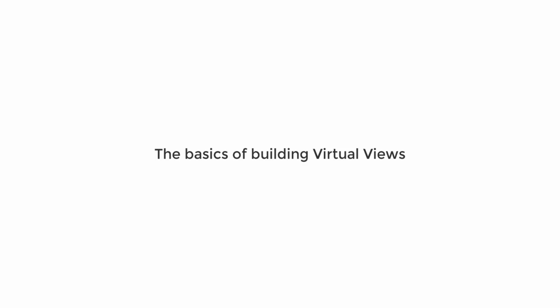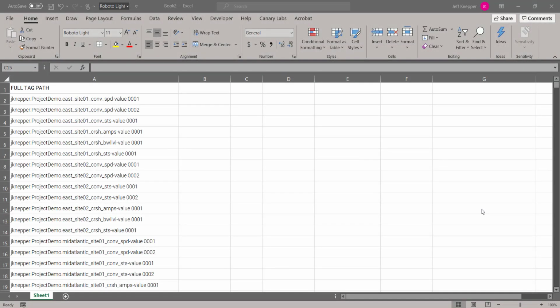When you're ready to create your virtual views, it's helpful to first think about the way that you've named your tags and how you want to group those tags potentially into assets. So to help us work through this project, I've created a list of tag names. My historian name is Jay Nepper. I'm logging all of these tags into a single data set, and that data set is project demo.